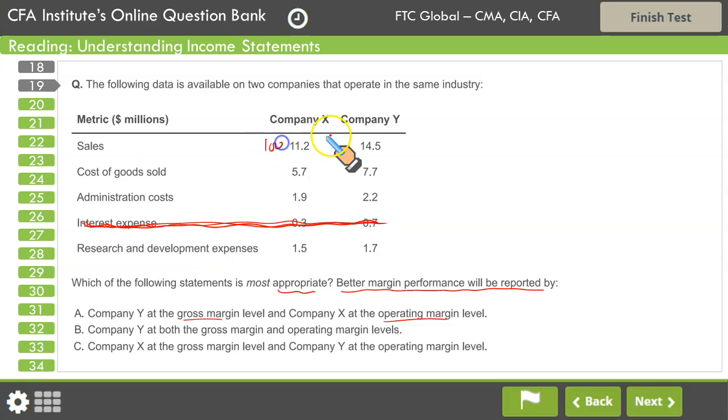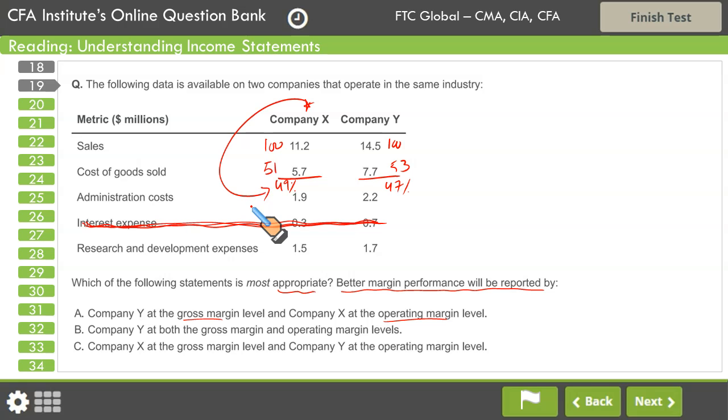Let's take this as 100 base and express 5.7 as a percentage of 11.2. If you do, 5.7 is 51% of sales, and 7.7 is about 53% of sales. Now, if 100 is sales and 51 is CGS, then your gross margin would be 100 less 51, 49%. And 100 less 53 is 47%. So with regard to gross margin, X is faring well. X has a better gross margin.